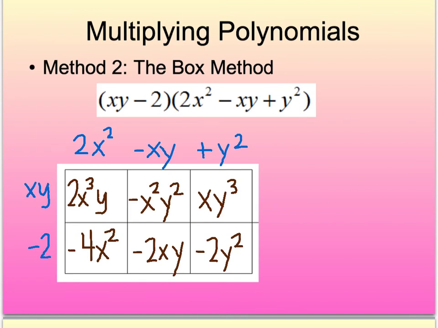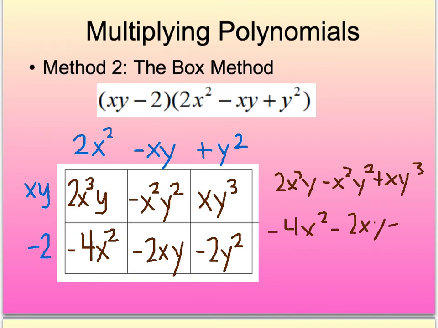Just look closely. And so if we write our whole answer down, it's going to be 2x cubed y minus x squared y squared plus xy cubed, and I've run out of room, minus 4x squared minus 2xy minus 2y squared. Now, given that you have enough room, this answer would be all on one line.